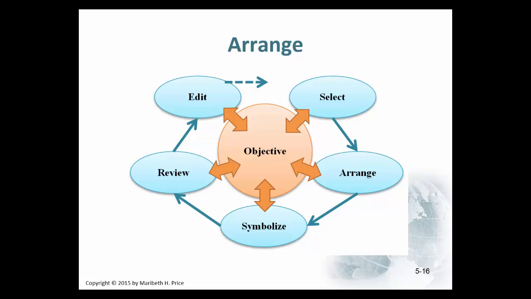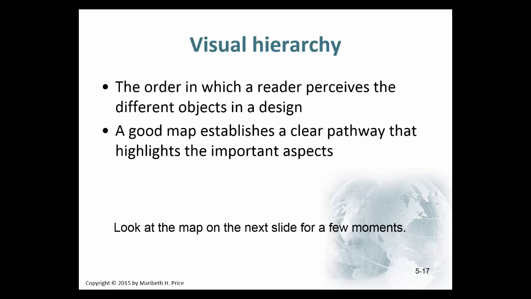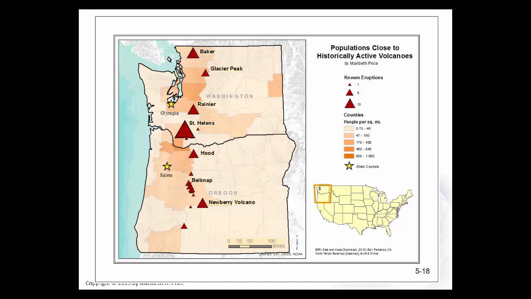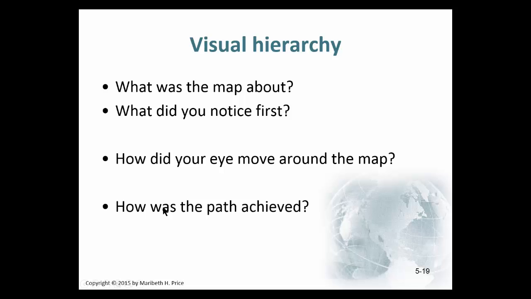Next, we can start arranging our elements. Visual hierarchy is a term which means what really gets your attention first. A good map will establish a clear path highlighted to the important aspects. Looking at this map, what is the story? It is pretty clear to me that we're looking at volcano eruptions and their relationship to population density. Thinking about visual hierarchy, what did you notice first? I noticed the red triangles representing the volcano eruptions.